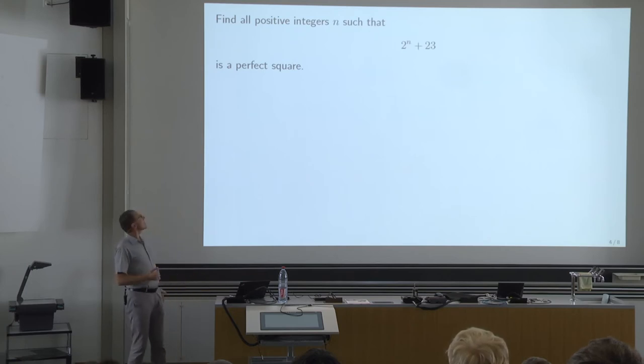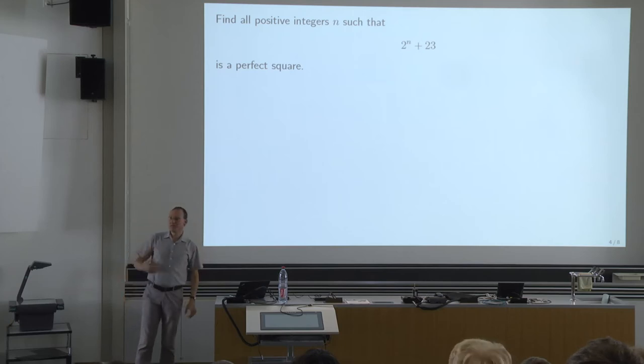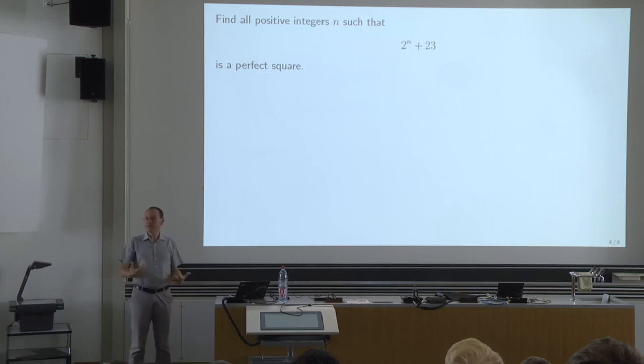How about this? Find all positive integers n. Positive integers means n is 1, 2, 3, 4, and so on. Such that this number, 2 to the power of n plus 23, is a perfect square. How can 2 to the n plus 23 be a perfect square? When is 2 to the n plus 23 a perfect square?